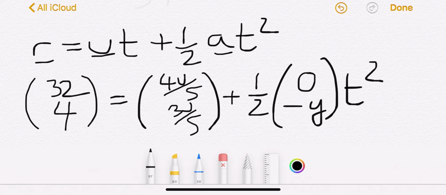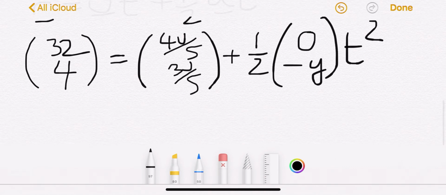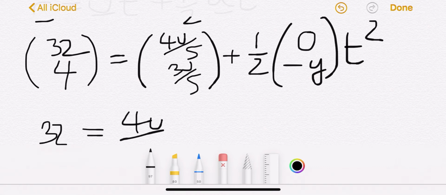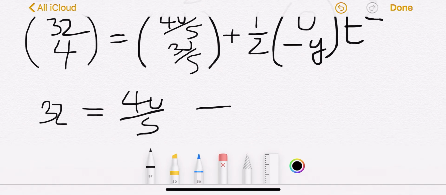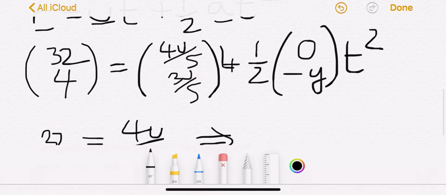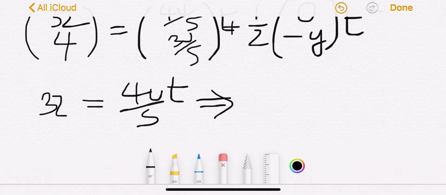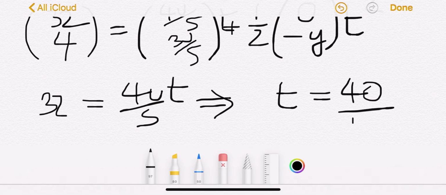Firstly, let's take the horizontal component of this. So we're taking the horizontal component, we get 32 equals 4u/5, times t, as I'm missing a t here. So 4ut over 5 equals 32. Solving that for t in terms of u, we get t equals 40/u.